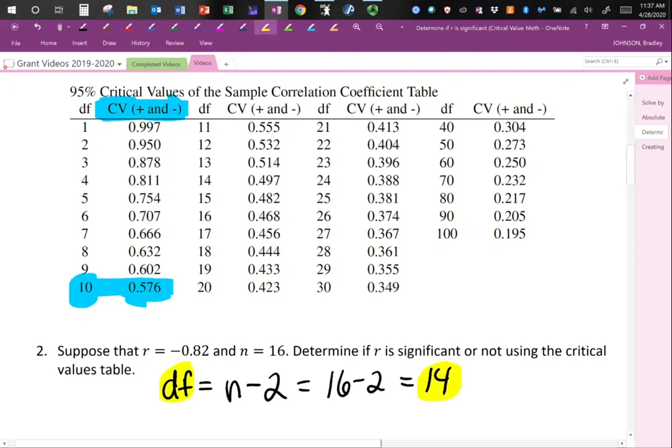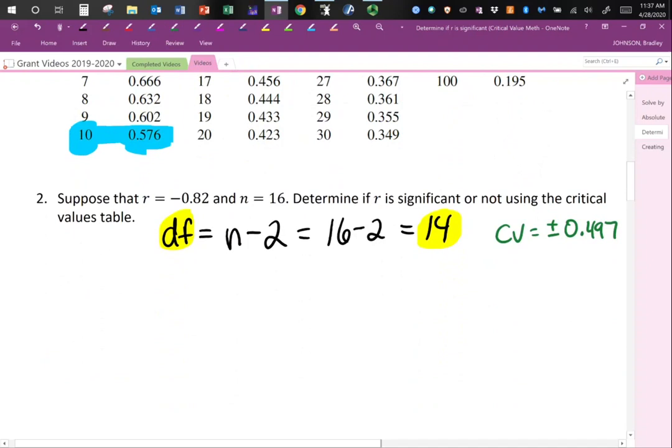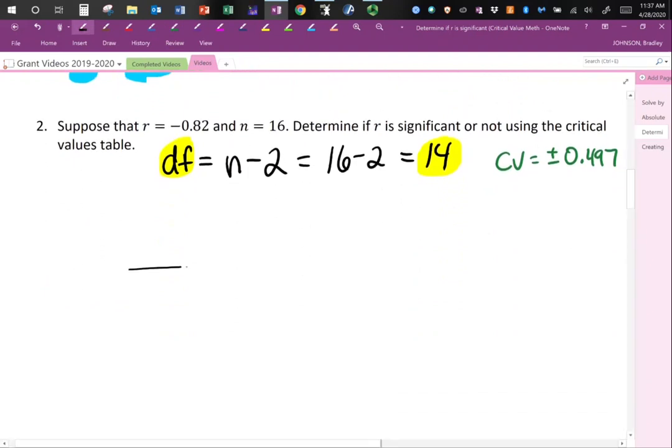14 degrees of freedom, I'm going to go to the table, and I can see degrees of freedom, read off 14. So my critical value is plus minus 0.497. Plus or minus because we have to check whether you're between or outside of. So now I'm going to build a number line.